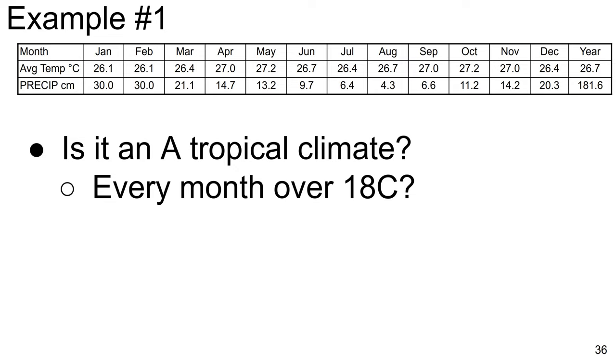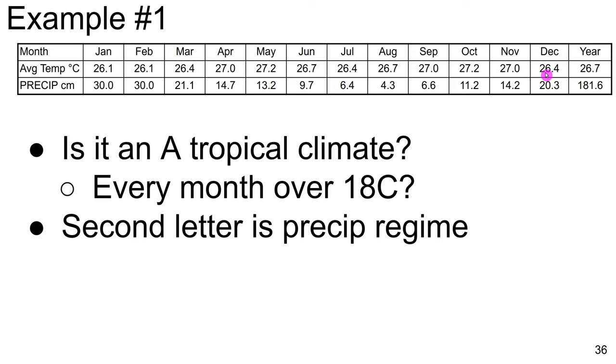So remember, we're still trying to figure out just the first letter. We're just going through the order, asking ourselves, is it an E? Is it a B? No. So is it an A? Is it a tropical climate, every month over 18 Celsius? Yes.